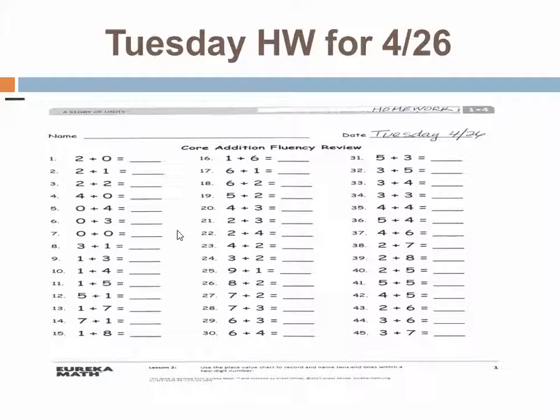Next, for Tuesday's homework, you are going to add the zeros and the ones and the twos to the numbers they have given. So if you add a 0 to a number, you're going to end up with the same number. So 2 plus 0 will be 2. If you add 1 to a number, you're going to end up with the next number that comes after the 2, which will be 3. So if 1 is after 2, you will get 3.